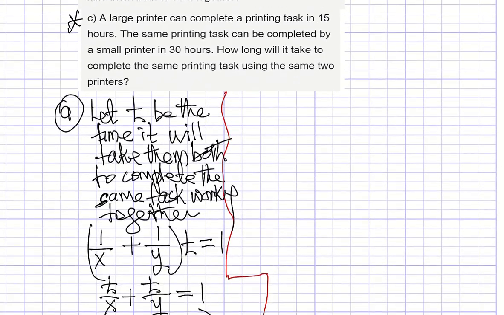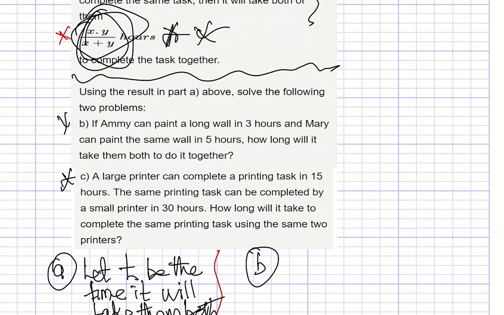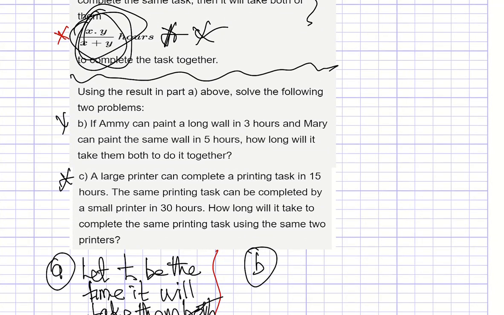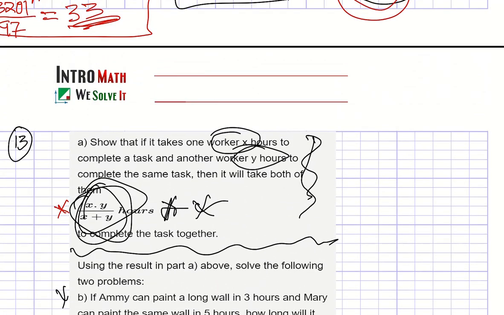Let's solve B now. What does B say? Read that carefully. It says, if Amy can paint a long wall in 3 hours and Mary can paint the same wall in 5 hours, how long will it take them both to do it together? So that's similar to what we derived over here.